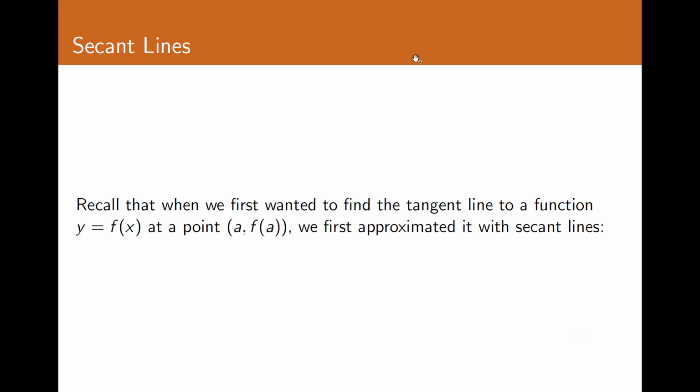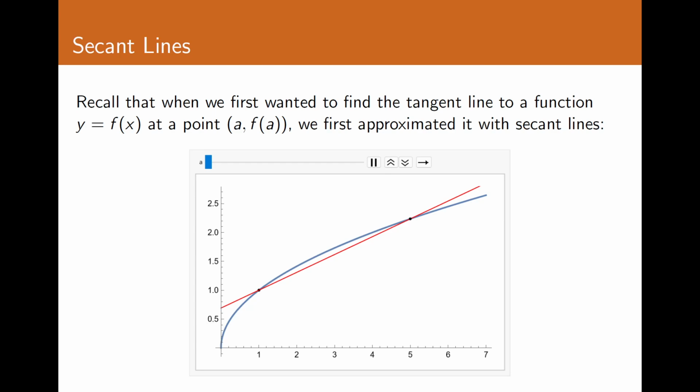So let's start by reviewing how we came up with derivatives and what they're used for with single variables. So we came at this problem by saying we wanted to find a tangent line to a function at a point a comma f of a. And we did this by approximating it with secant lines. So for instance, here we can see the red lines here are secant lines approximating the tangent line there to this curve at 1 comma 1.